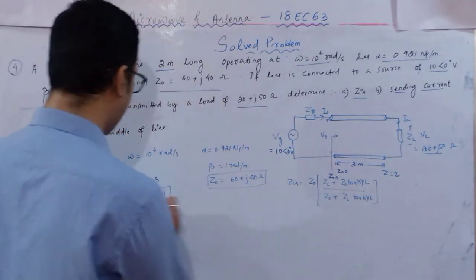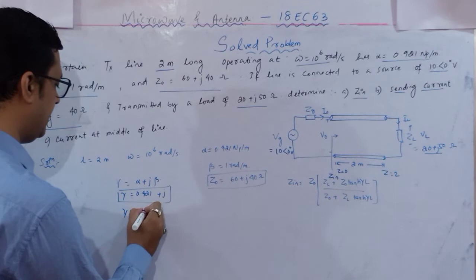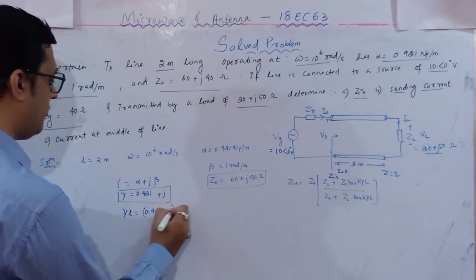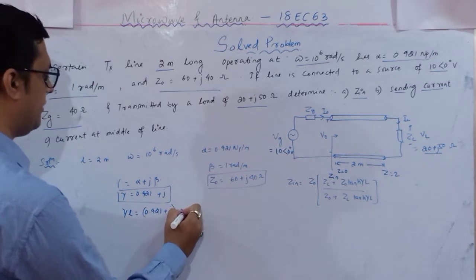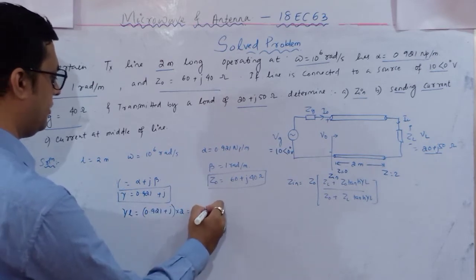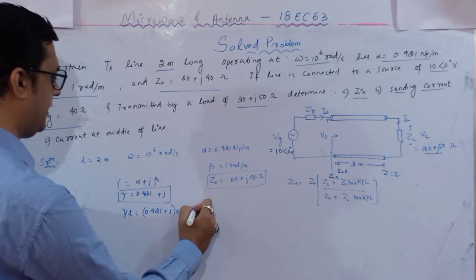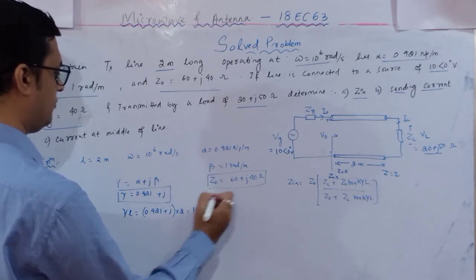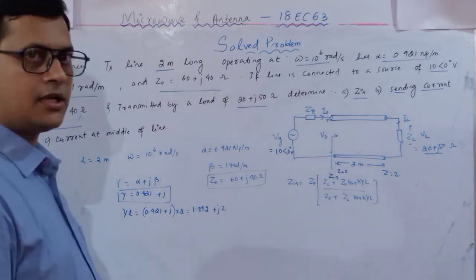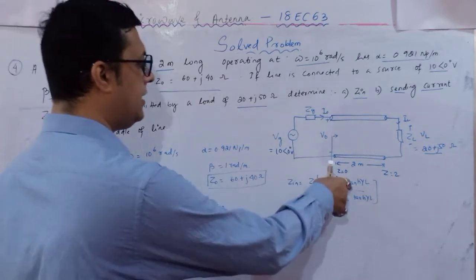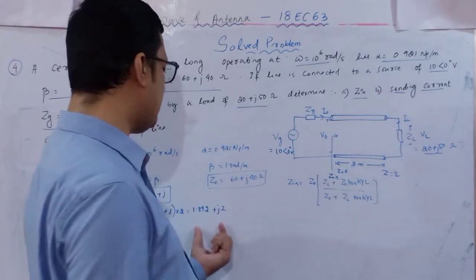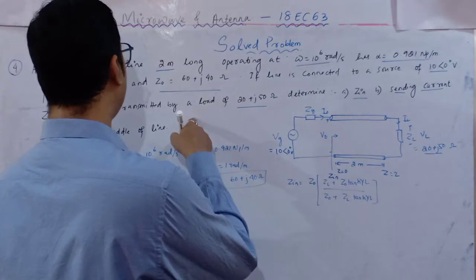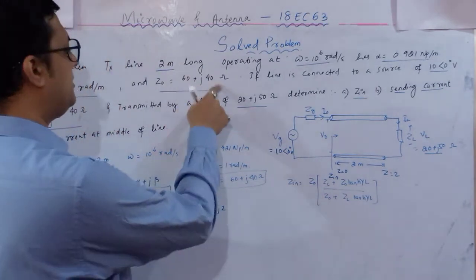Gamma into L means how much? Gamma into L means it is (0.921 + j) into 2 meter. So here we will get 1.842 + j2. So this is the gamma L value. Convert into polar form. Take the tanh of this component. Substitute here. Z0 value is given how much? Z0 is 60 + j40.